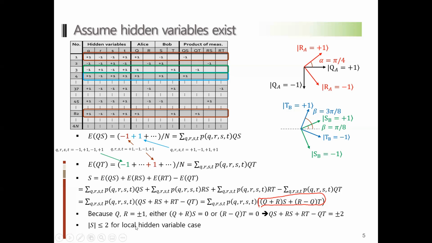In the next page, I will show that for the quantum entangled case, we can have an S value larger than 2. If you implement this kind of experiment in real life and obtain a value larger than 2, then you can claim that this inequality is violated, and therefore this kind of local hidden variable theory is incorrect, or is no longer valid.